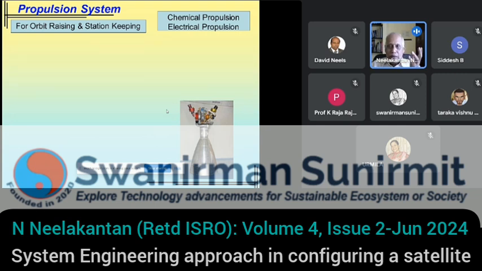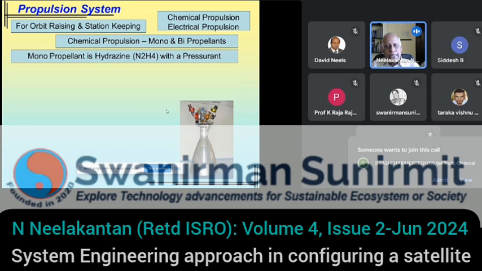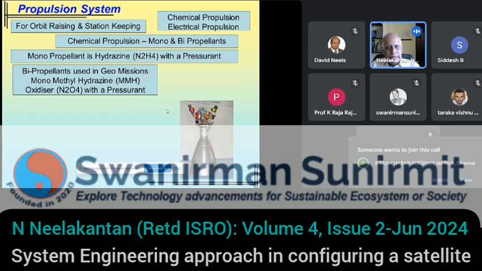You can use either chemical propulsion or electrical propulsion. Under chemical propulsion, you have monopropellant and bipropellant. Monopropellant can be simply hydrazine with a pressurant. Bipropellant can be monomethyl hydrazine along with an oxidizer and a pressurant. Pressurant is used for pushing either the oxidizer or the propellant.